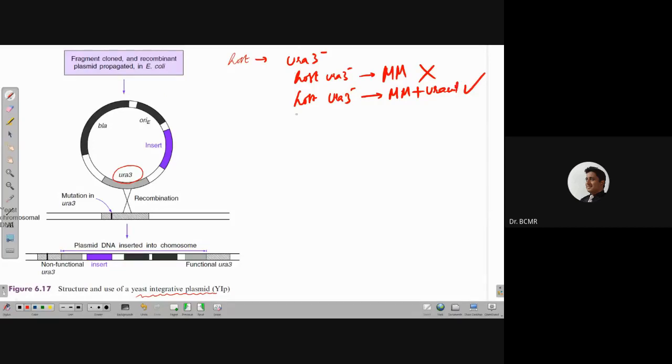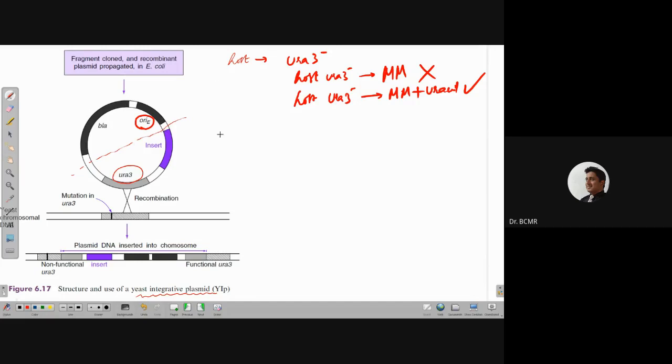So that is why what we have done now is into the vector. I first want you to understand that there is only one origin of replication. There is no second origin of replication. It is because we don't want this plasmid to exist as an episome. We are kind of enforcing that any cell that is growing should have integrated this plasmid.